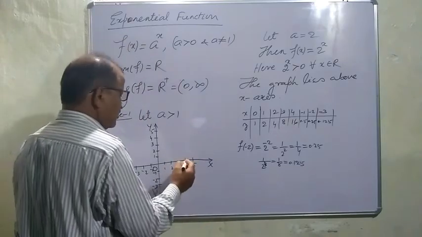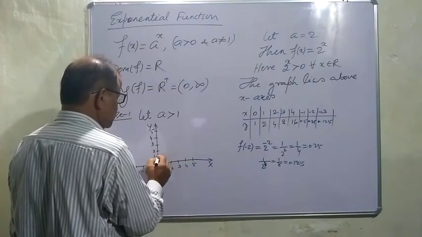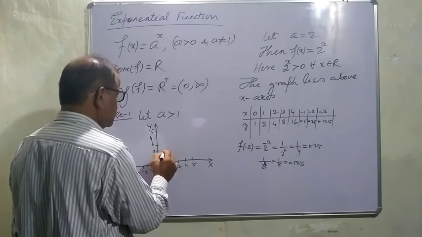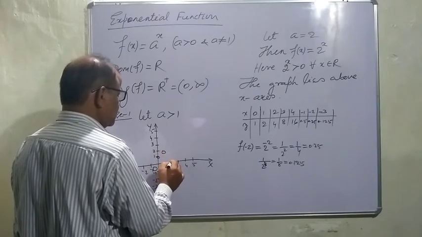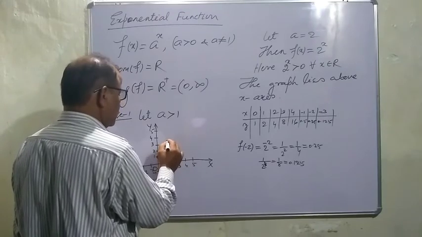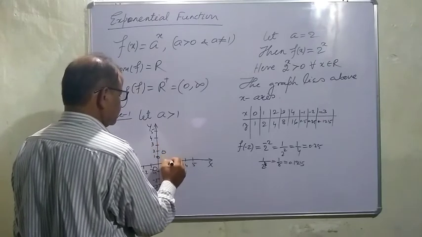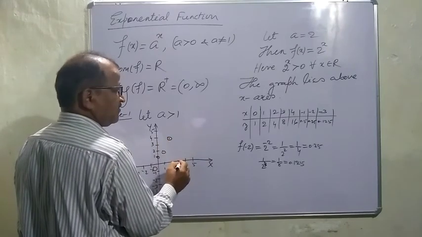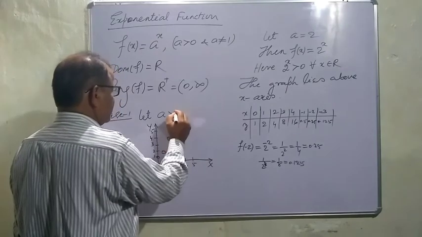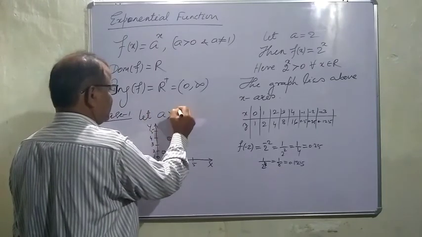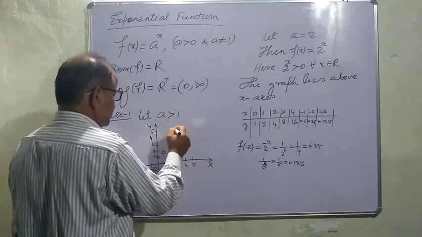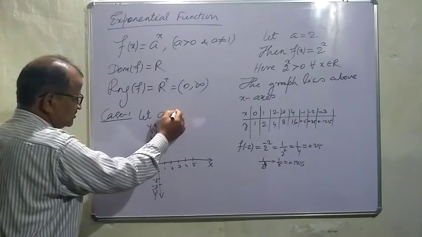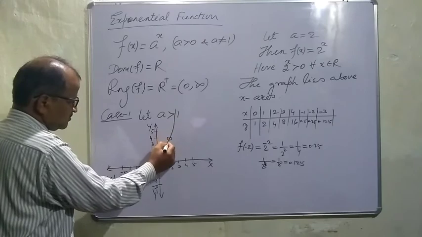So you can plot now. For x is equal to 0, it is 1. This is the point. For x is equal to 1, it is 2. This is the point. For x is equal to 2, it is 4. This is the point. For 3, it is 8. You see the rate of increase of this function.